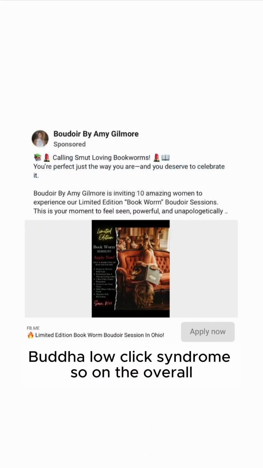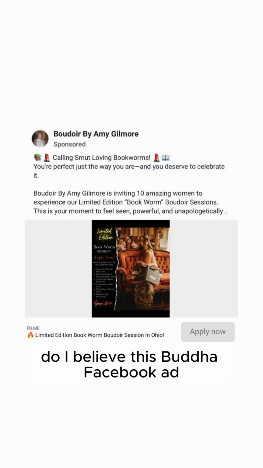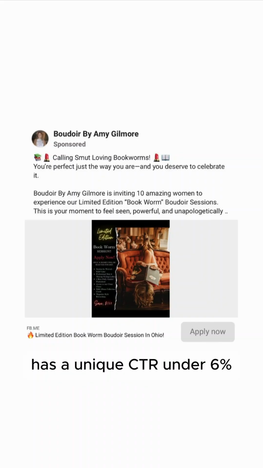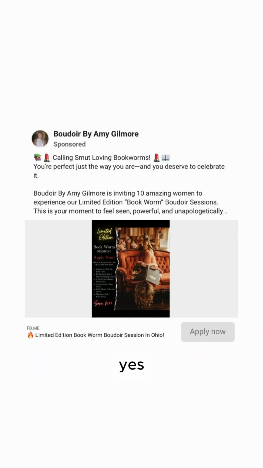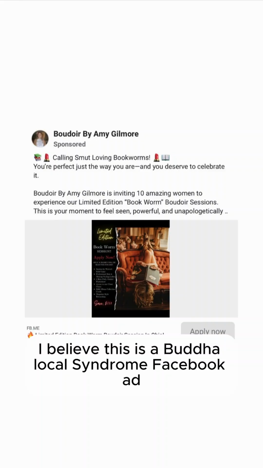So on the overall, do I believe this Boudoir Facebook ad has a unique CTRL under 6%, aka has BLCS, aka has Boudoir low click syndrome? Yes, I believe this is a Boudoir low click syndrome Facebook ad.